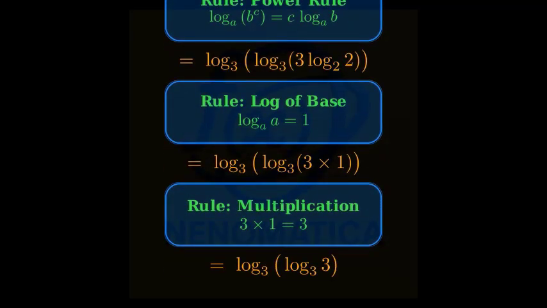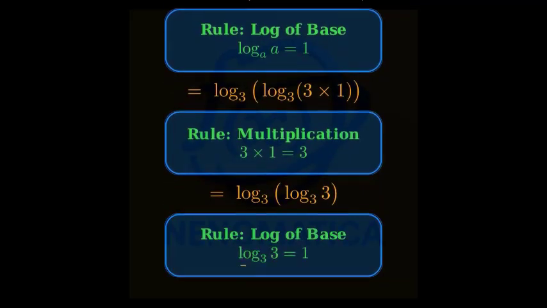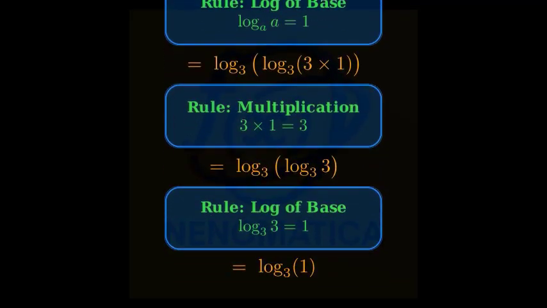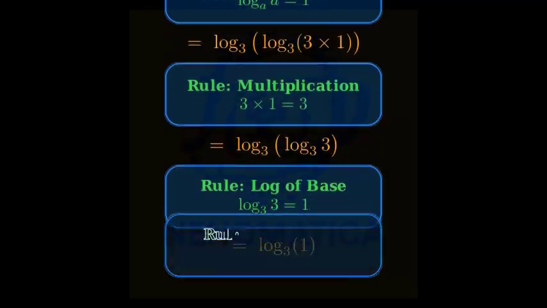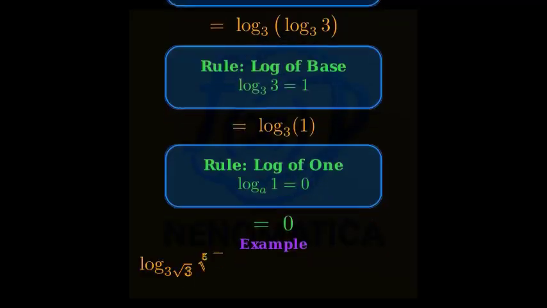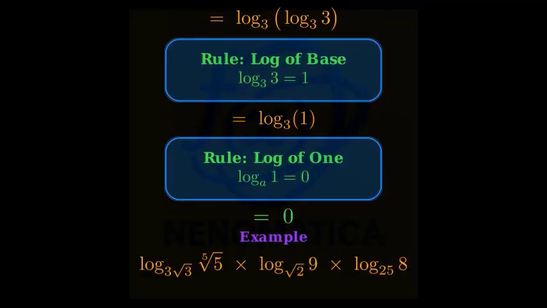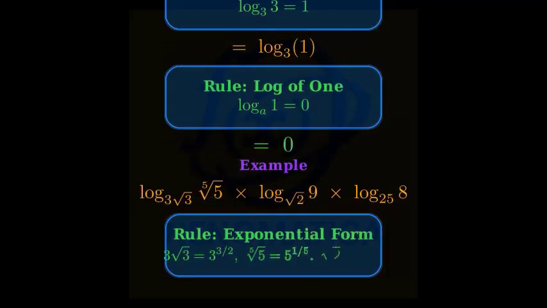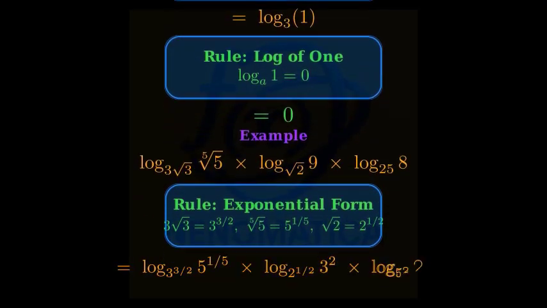Example. Now evaluate the product of logarithms: log base 3 root 3 of the 5th root of 5, times log base root 2 of 9, times log base 25 of 8. Step 1. Rewrite each base and argument using exponents. 3 root 3 is 3 to the 3 halves. The 5th root of 5 is 5 to the 1/5. Root 2 is 2 to the 1/2. 9 is 3 squared. 25 is 5 squared. And 8 is 2 cubed.